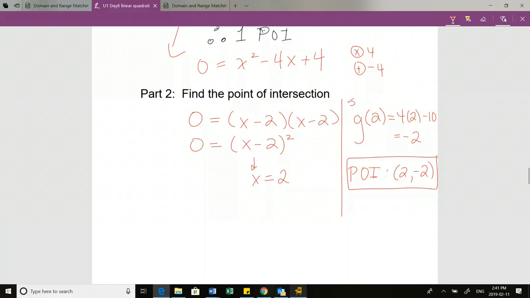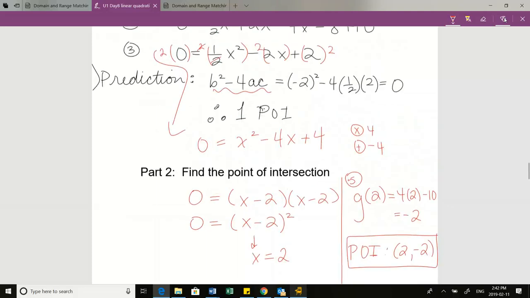Okay, so this is the last step. This is step number 5 here, just solving for that point of intersection, the y coordinates. Paige? I'm kind of confused. How did you get 0 equals x squared minus 4x plus 4?